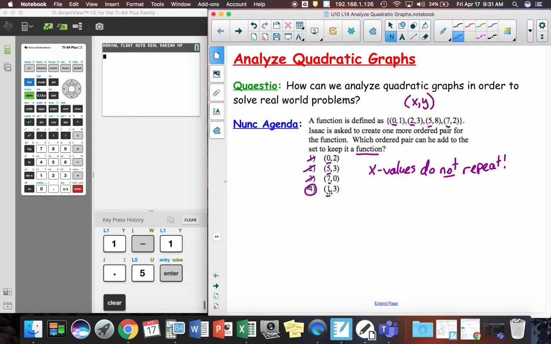Okay? Now notice there's a 1 here and there's a 1 for the y. That doesn't matter. As long as the x values do not repeat, we're fine. Also, we see that the y value, there's a 3. There's also a 3 here. It's okay, the y values can repeat. The x values cannot. Alright, let's go on with today's lesson.